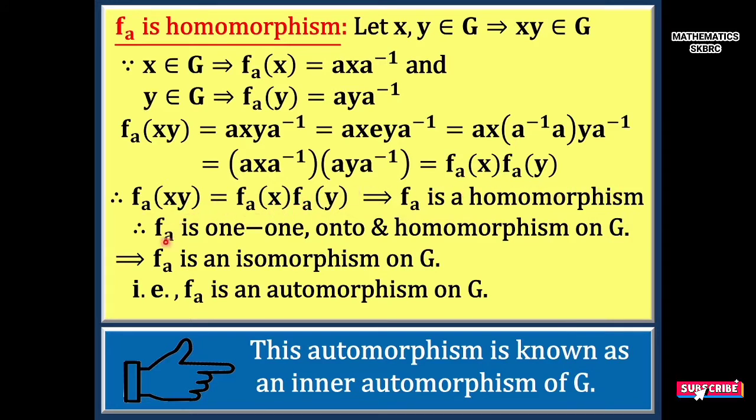That is, f_a is one-one, f_a is onto, and f_a is a homomorphism on G. That gives f_a is an isomorphism on G. Here, domain is equal to codomain is equal to G. Then we write f_a is an automorphism of G. This automorphism is known as inner automorphism of G, hence completed.